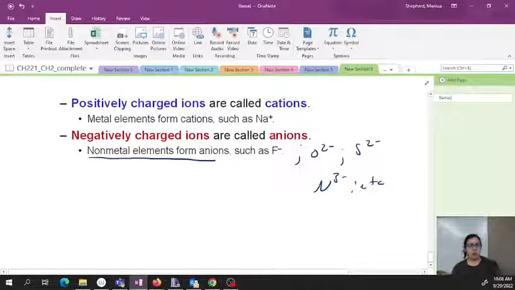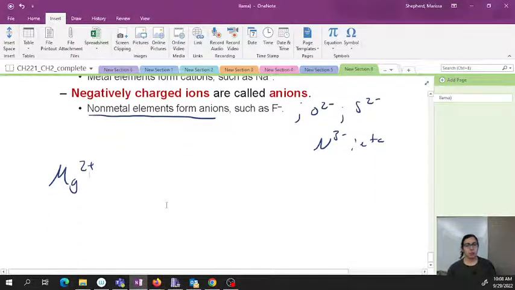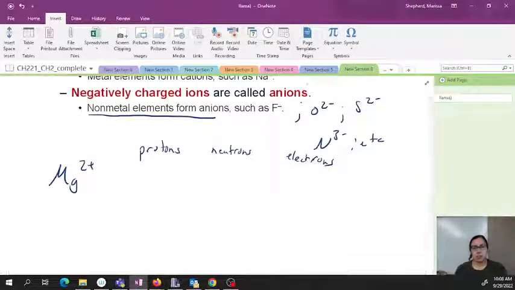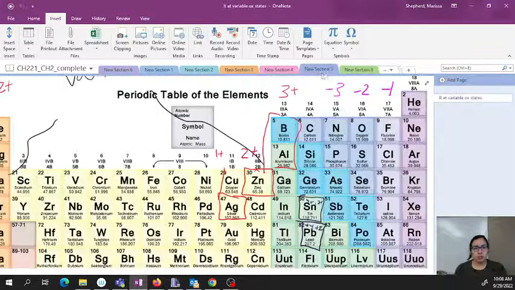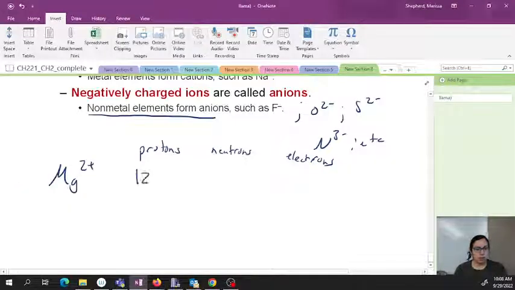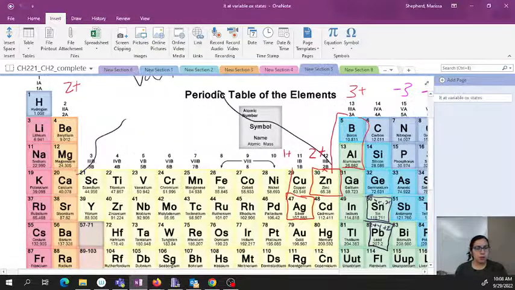So then we can write that. So let's just say, let's look at magnesium 2+. So how many protons, neutrons, and electrons do we have? So how many protons does magnesium have? So I hear 12. So 12. How many neutrons? 12. So 12. So there we could just make our best assumption.